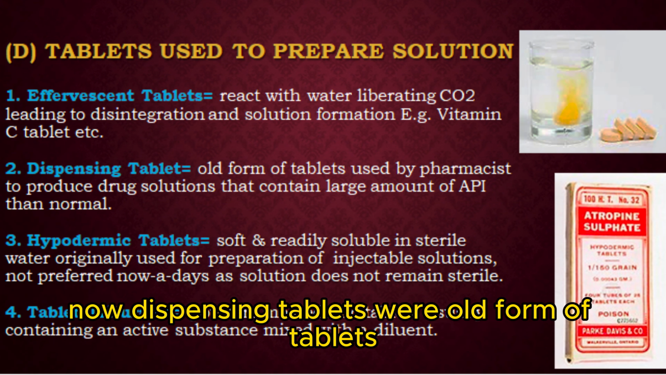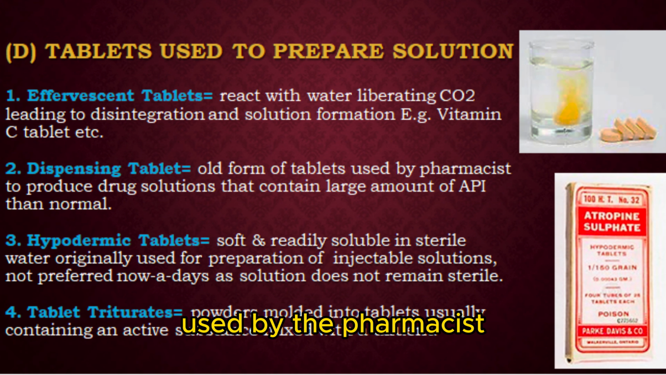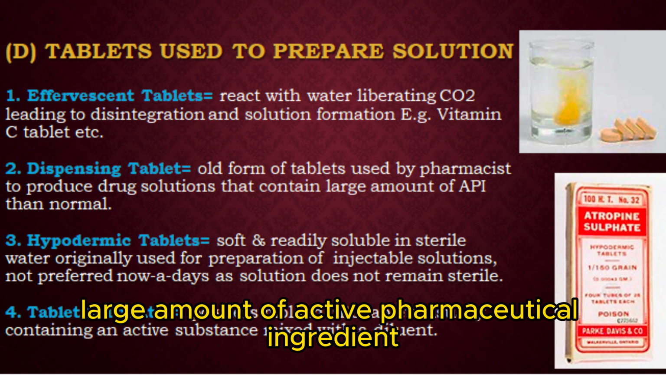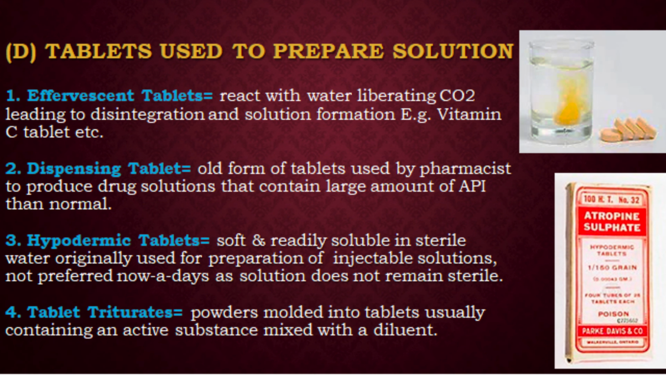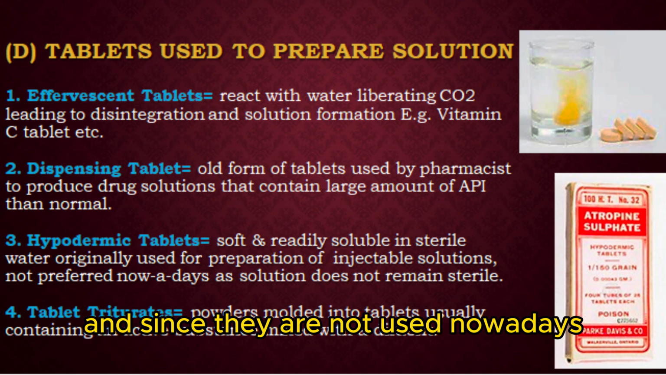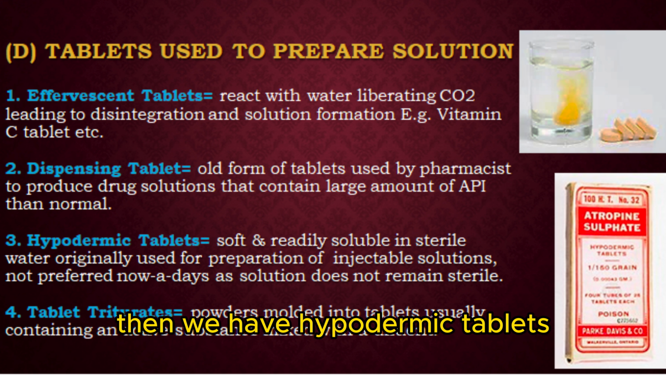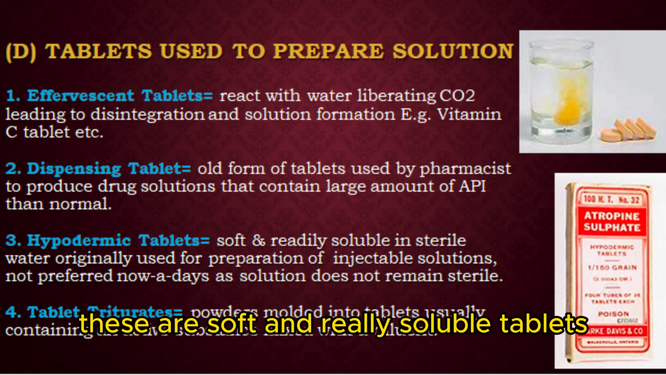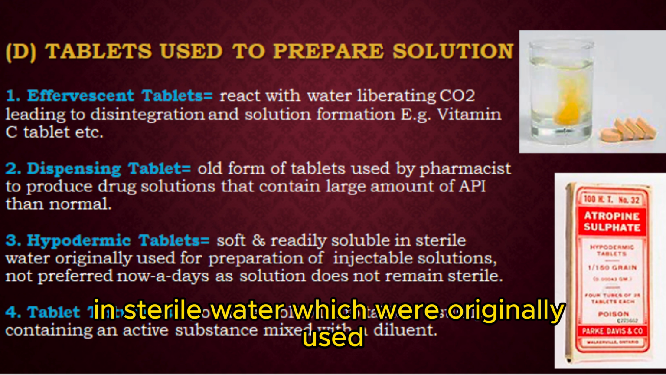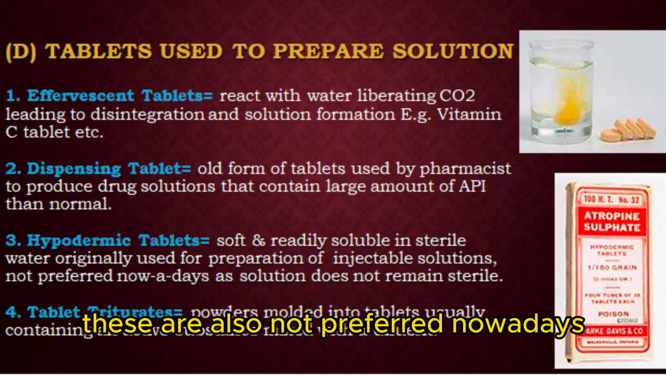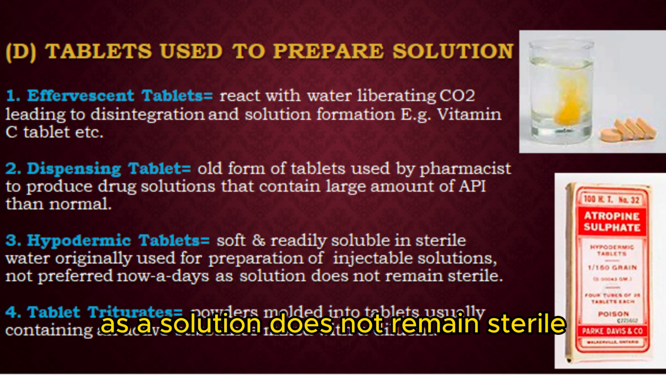Now, dispensing tablets were an old form of tablets used by the pharmacist to produce drug solutions that contain a larger amount of active pharmaceutical ingredient than normal. And since they are not used nowadays, I cannot give you an example of this class. Then we have hypodermic tablets. These are soft and readily soluble tablets in sterile water, which were originally used for preparation of injectable solutions. These are also not preferred nowadays as the solution does not remain sterile.